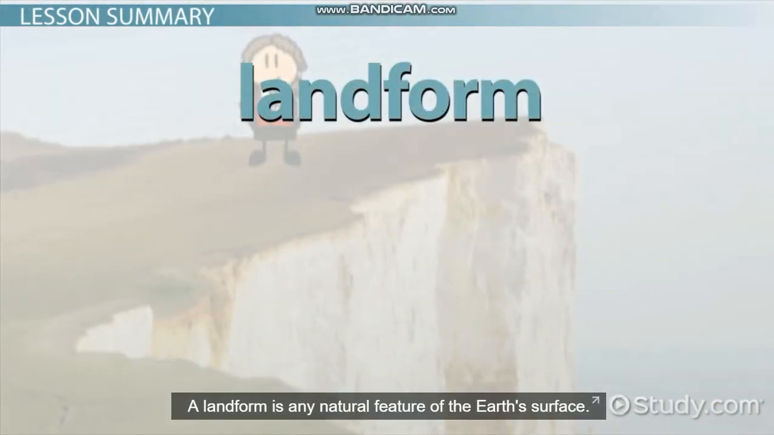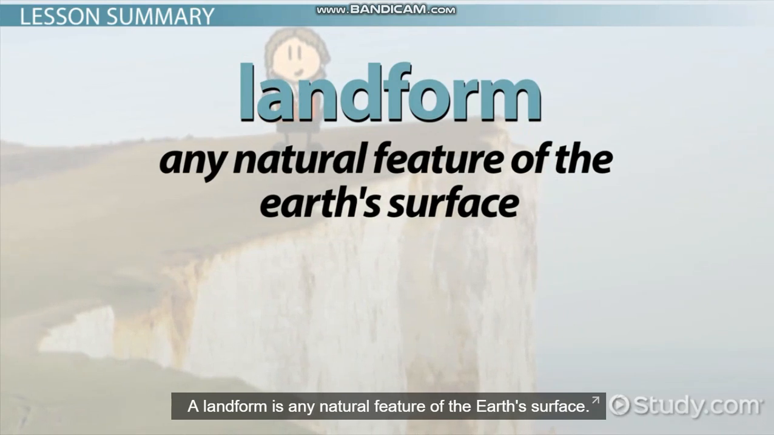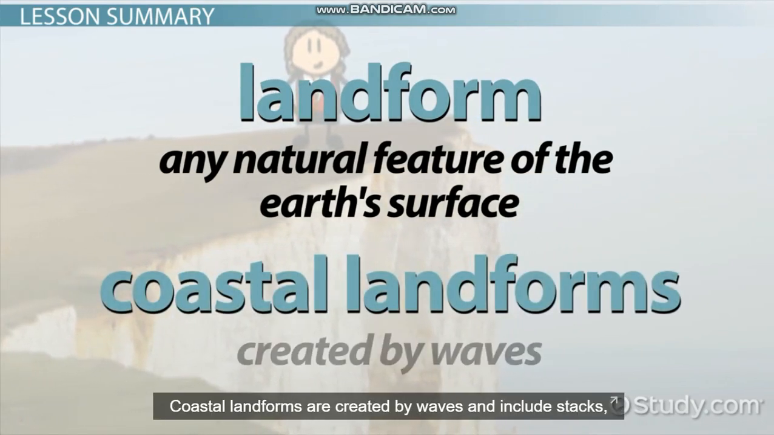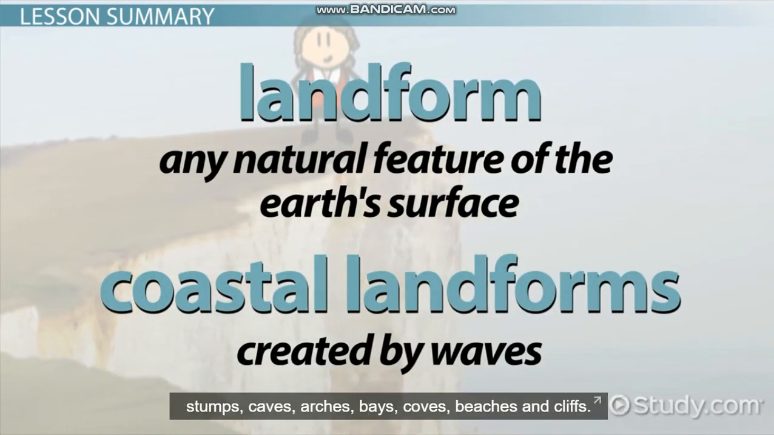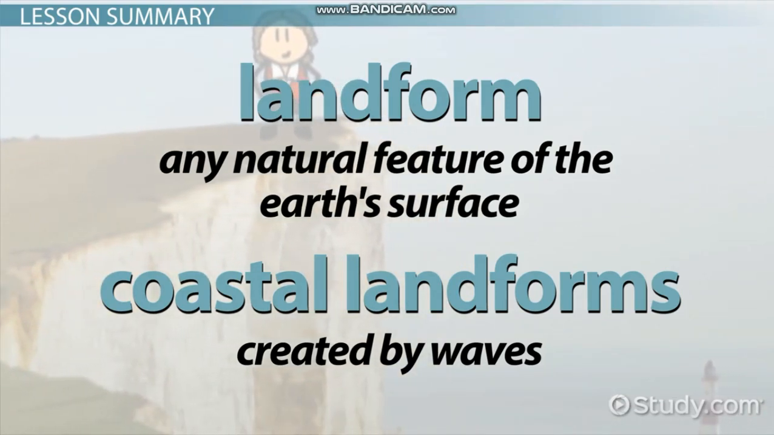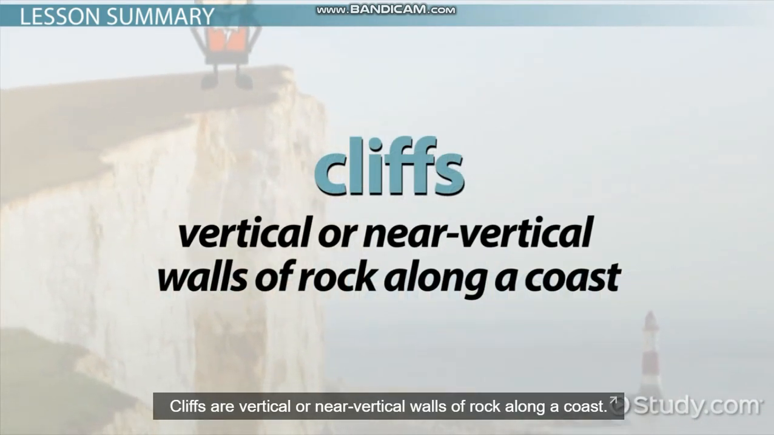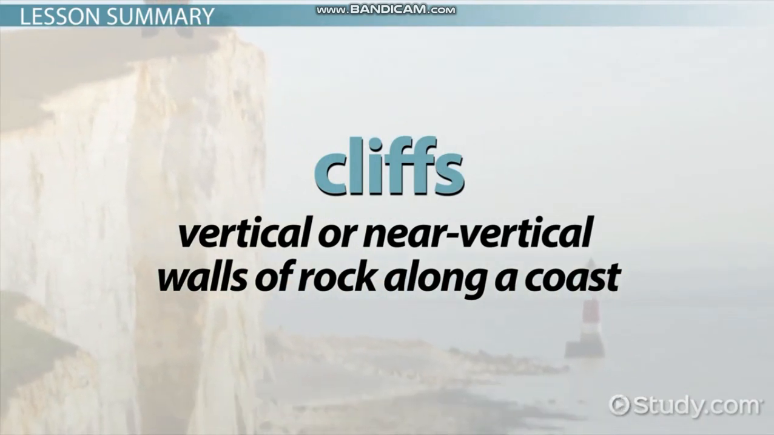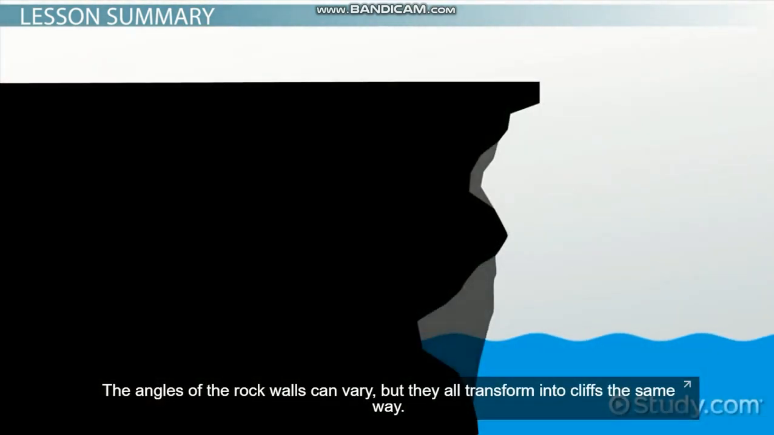A landform is any natural feature of the Earth's surface. Coastal landforms are created by waves and include stacks, stumps, caves, arches, bays, coves, beaches, and cliffs. Cliffs are vertical or near-vertical walls of rock along the coast. The angles of the rock walls can vary, but they all transform into cliffs the same way.